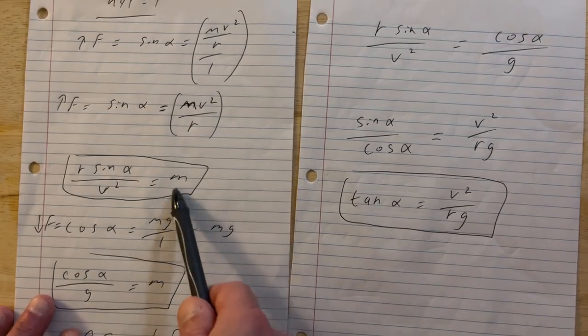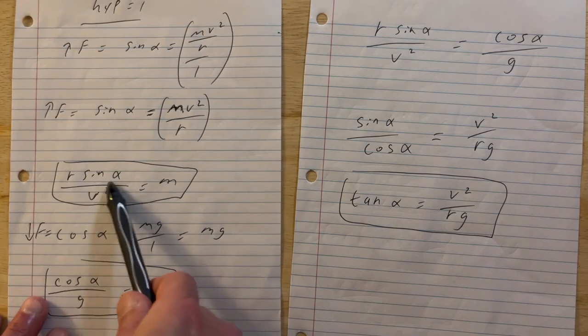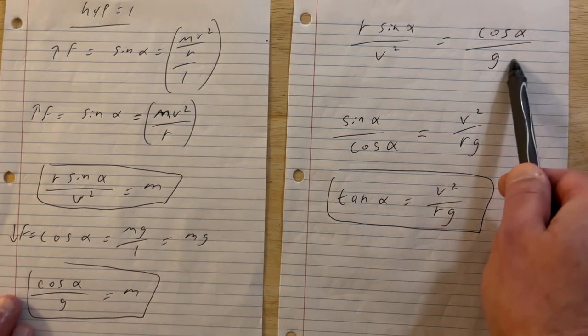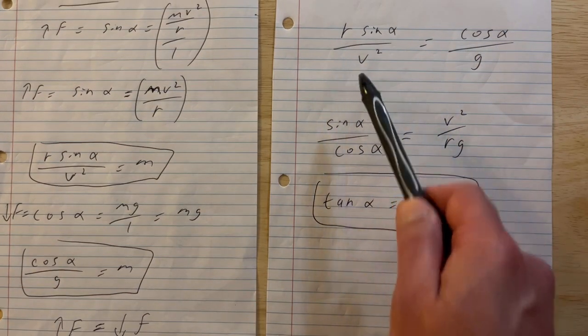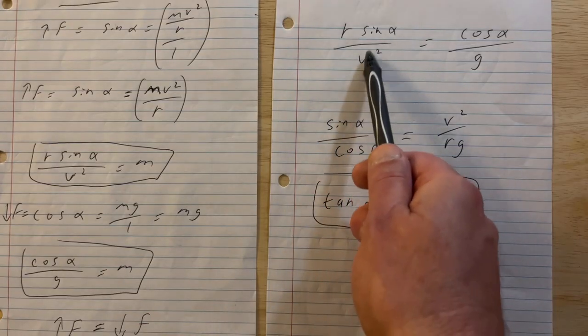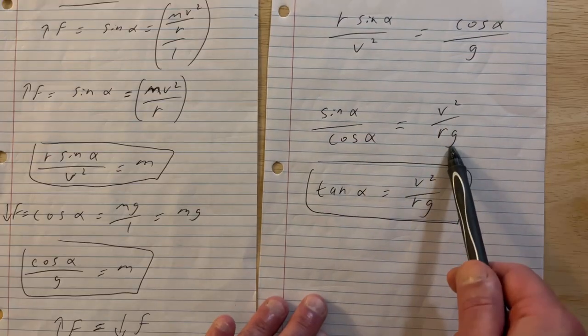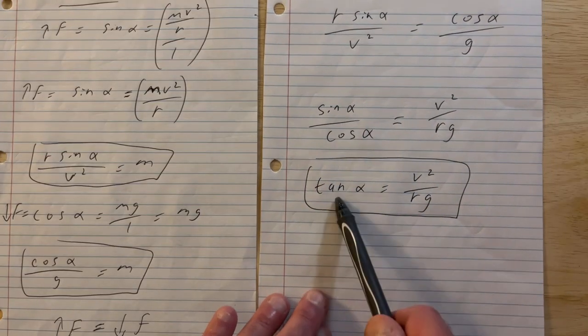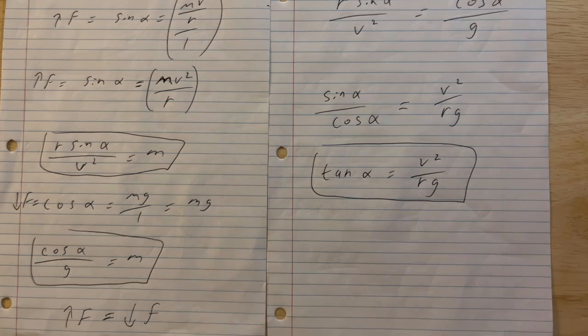Okay, so here's our upward force. The reason we can do this is because the upward force and the downward force both equal m for mass. So the upward force right here is r sine alpha over v squared. Downward force is cos alpha over g. Then what I can do is take this cos from here, bring it down to here. Take the r and the v squared, move those to the other side of the equal sign. We end up with sine alpha over cos alpha equals v squared over rg. Sine over cos is the same thing as tangent, so we have tan alpha equals v squared over rg. Thus, now we have 4 ways to slay this hydra and have the best possible understanding of this problem.